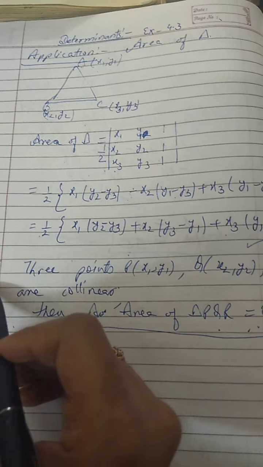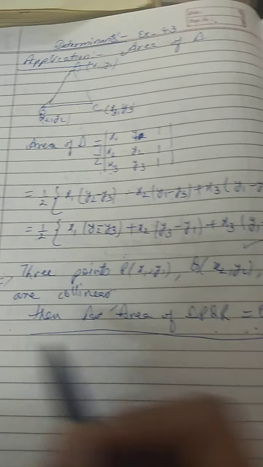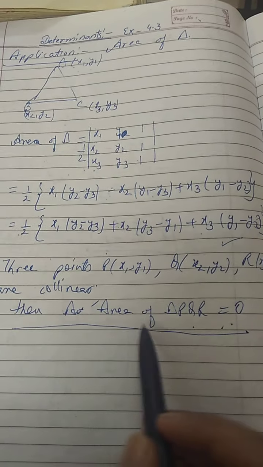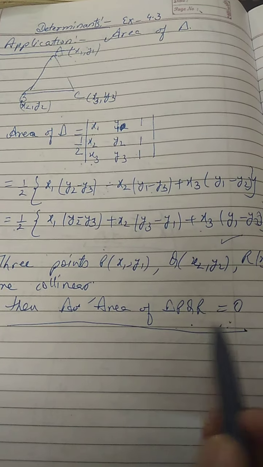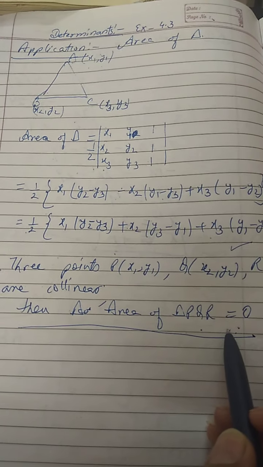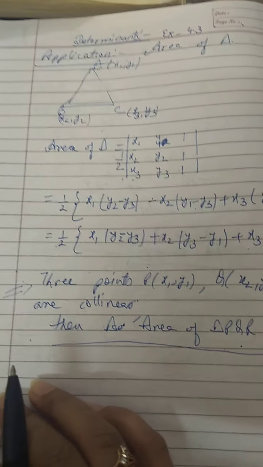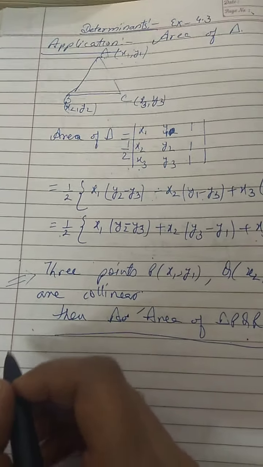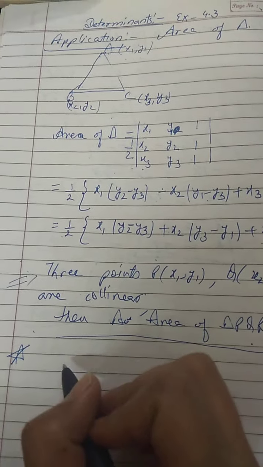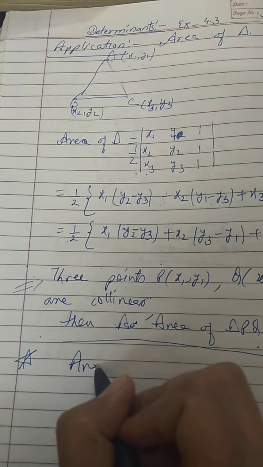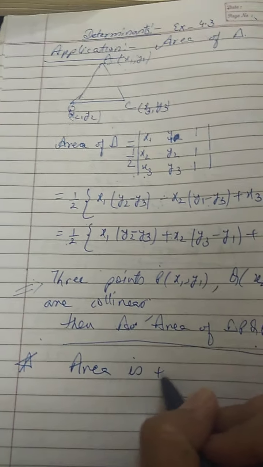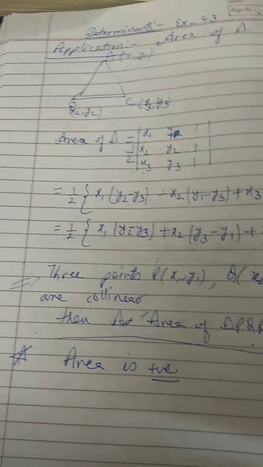And if the question is like this, prove that the points are collinear, we will simply show that the area is 0. Once the area is 0, it means the points are collinear, right? The second thing, we also know one more important result, that the area is always a positive quantity, right? Area is always positive, area cannot be negative.